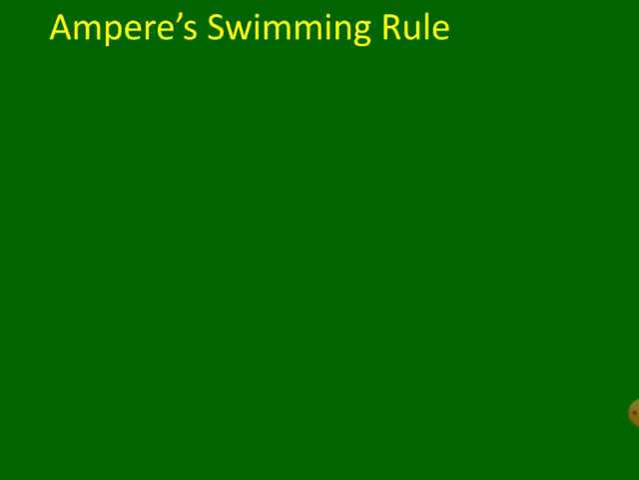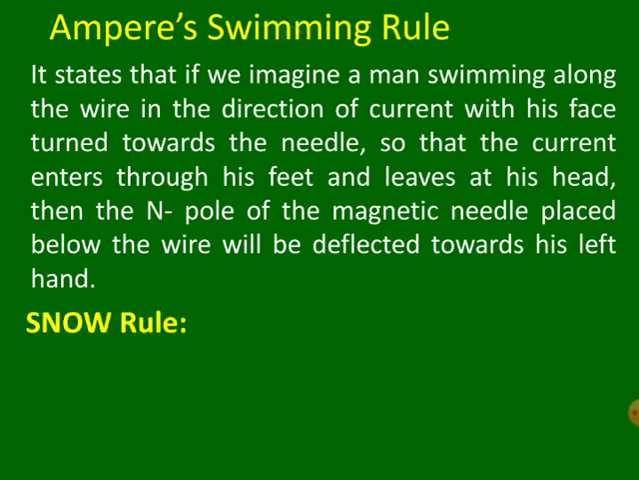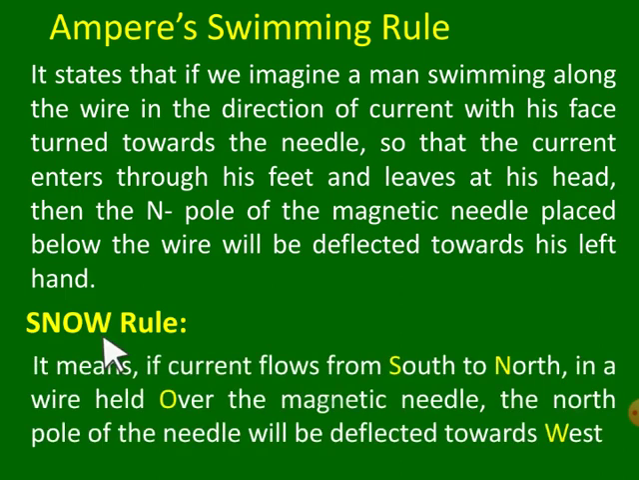So let's try to see the simpler one, which is known as what? Snow rule. The snow rule is an abbreviation, SNOW: south, north, over, and west. S represents south, N north, O over, and W represents west. What does it mean? It means if a current flows from south to north in a wire held over the magnetic needle, the north pole of the needle will be deflected toward the west.